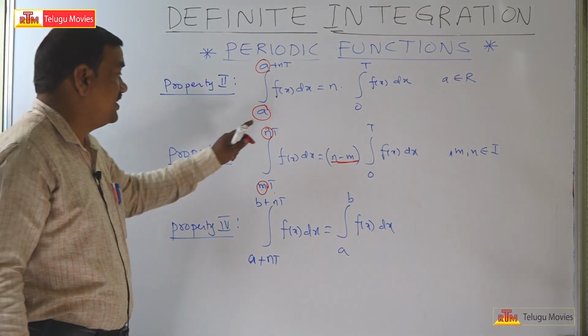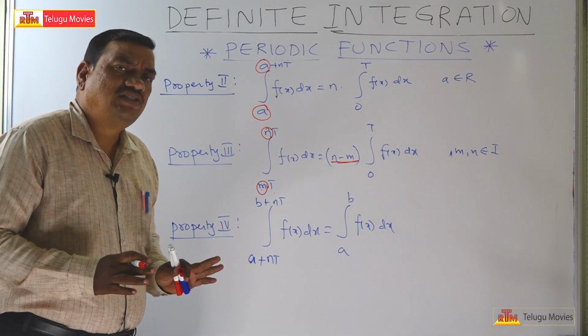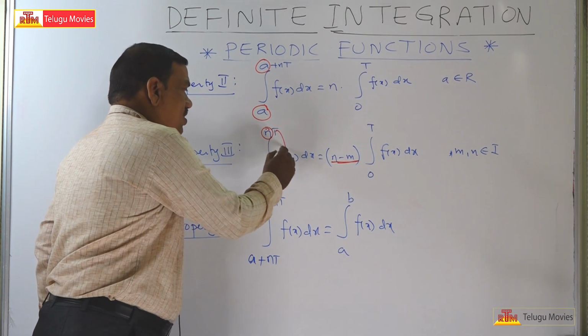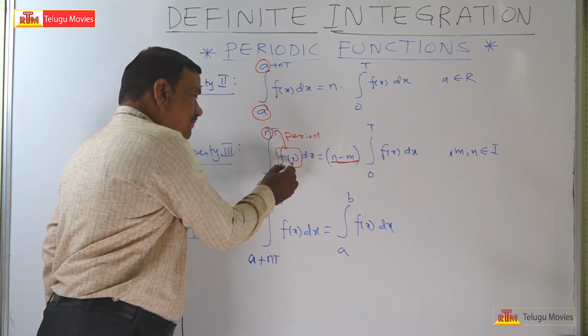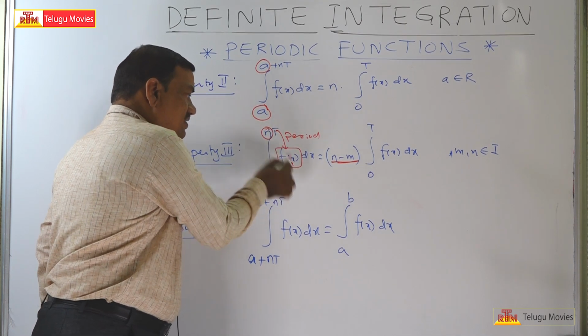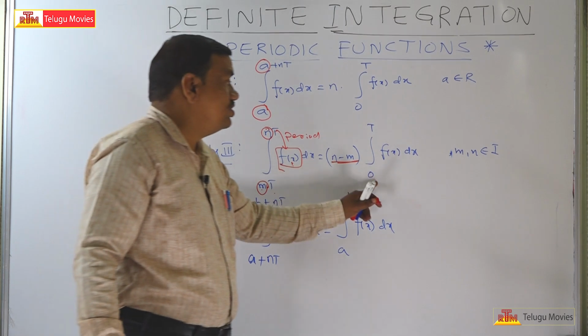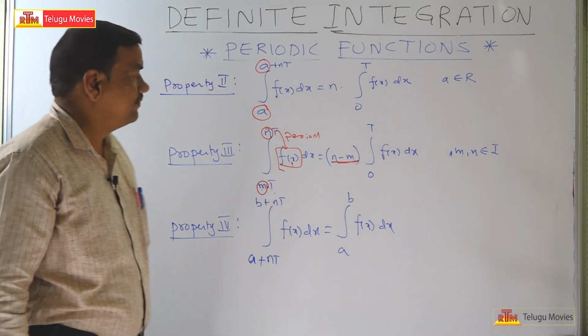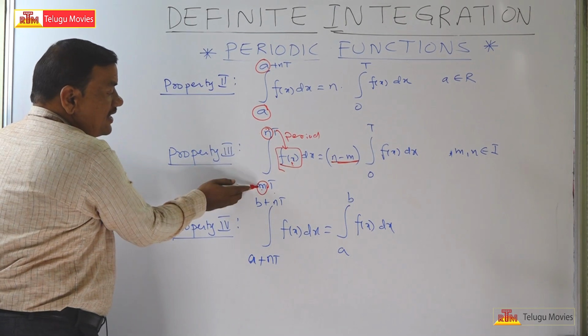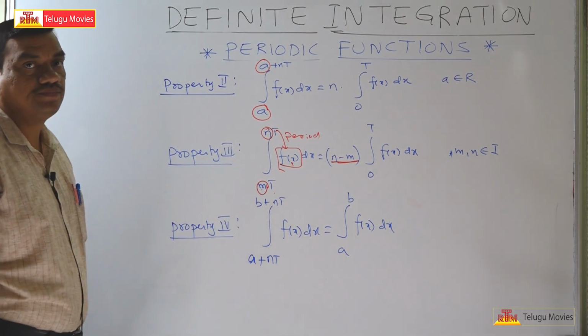If T is the period of this function, whatever may be this f of x, T is the period of that function, then the integral from 0 to n times the period of the function f of x dx. Understand? Right. So that means upper minus lower, n minus m, will come.